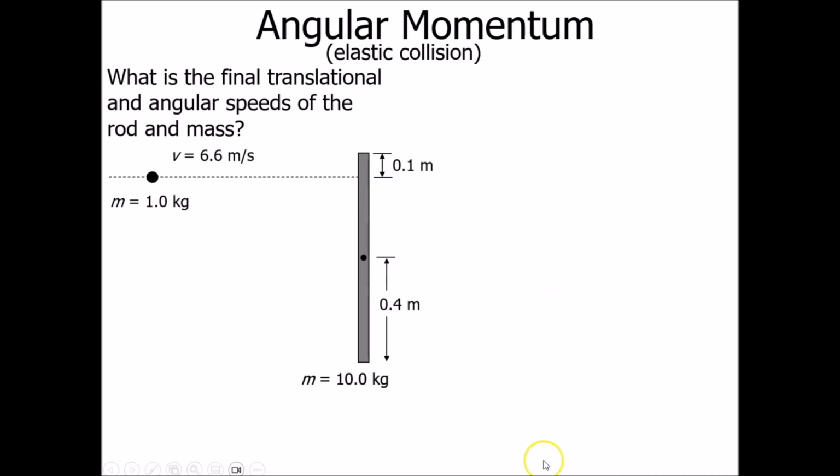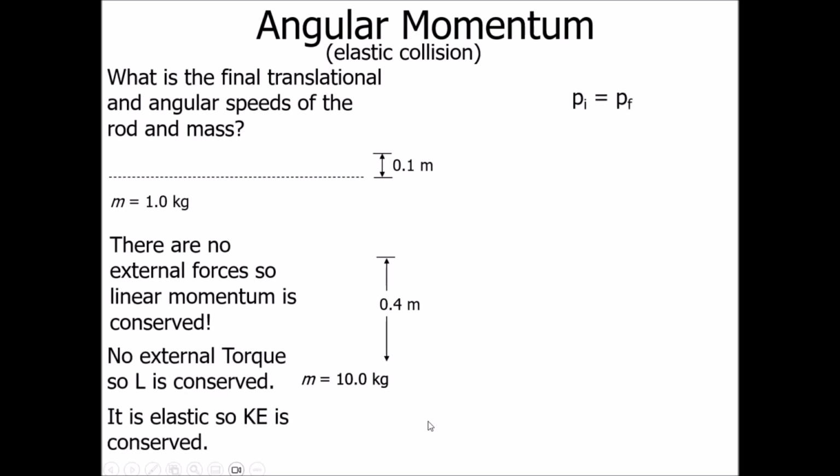because it's an elastic collision. So the reason why the linear momentum is conserved is because there's no external forces, only forces between the rod and the ball. And the reason why the angular momentum is conserved is because there's no external torques. It's only the forces between the ball and the rod that cause rotation. And so that's what it would look like.